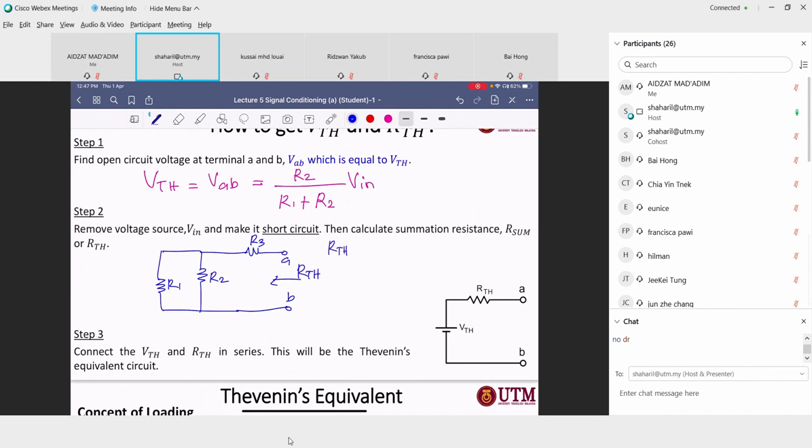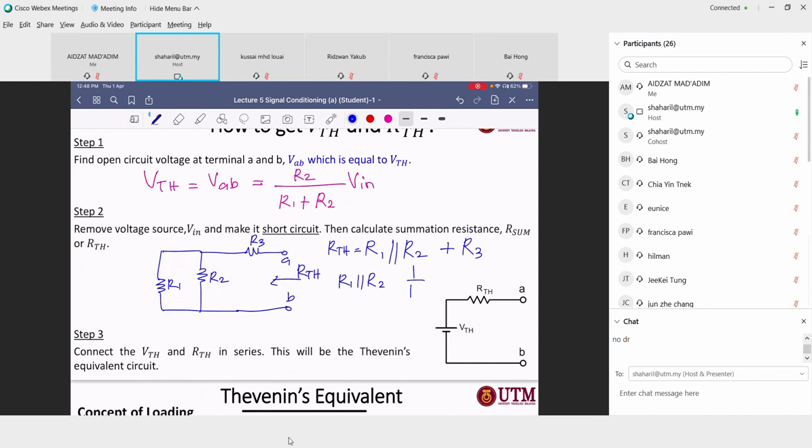For RTH, you will see that the resistor R1 is in parallel with R2, and then you add R3. After the parallel, it becomes series, right? That's why you add R3. Then you need to first find R1 parallel with R2. So how to find this one?